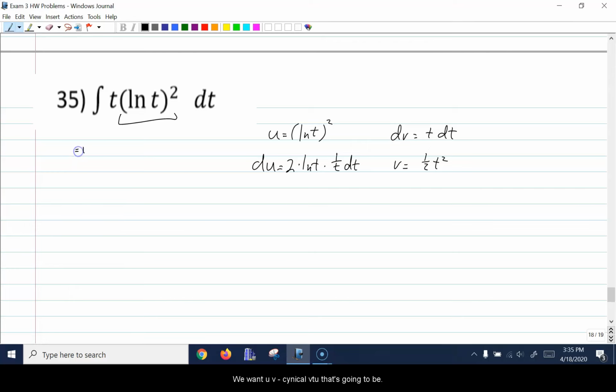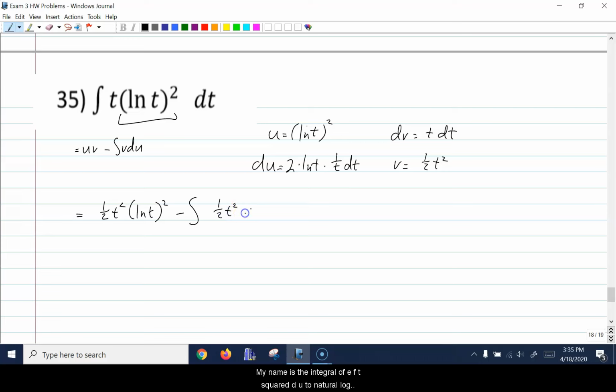So we want uv minus integral v du. That's going to be uv, which is half t squared natural log t squared, minus the integral of v, half t squared, du, 2 natural log t, 1 over t dt. Some stuff cancels. A half cancels with a 2. 1 over t cancels with one of those t's. I'm left with the integral of t natural log t.